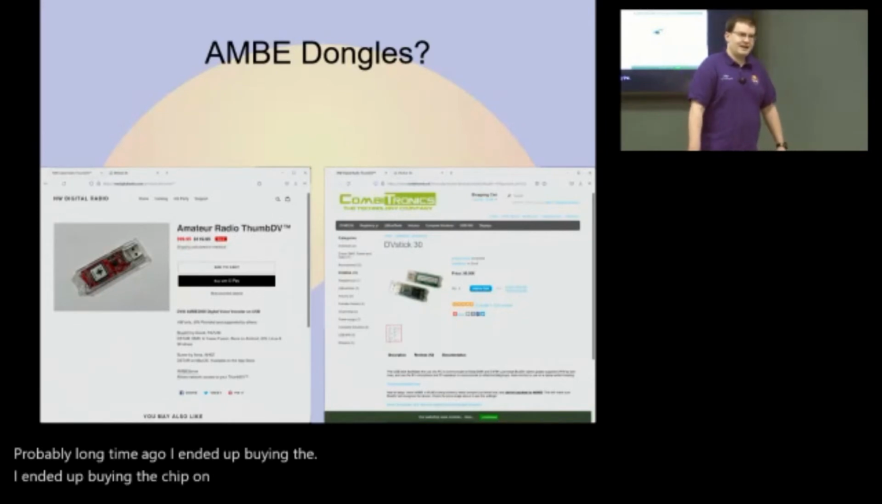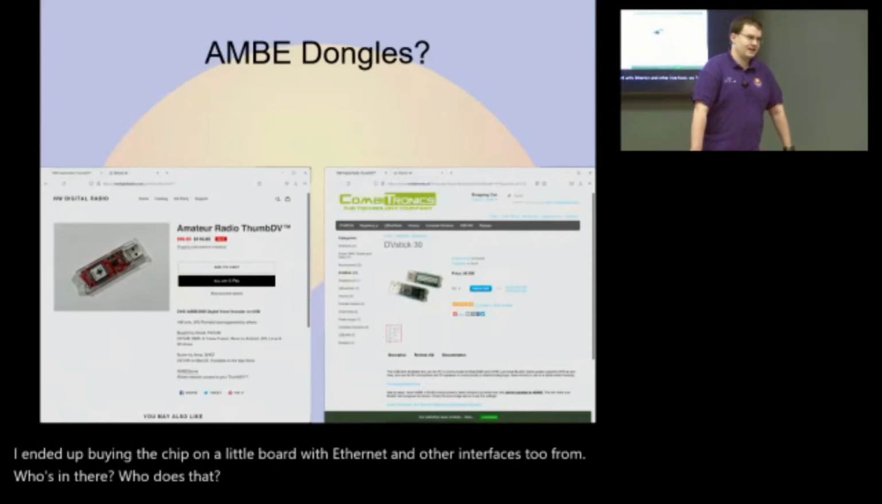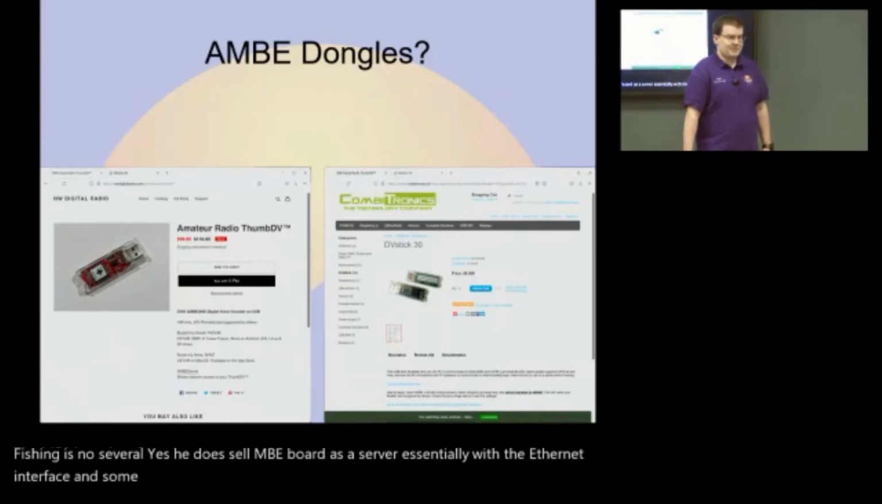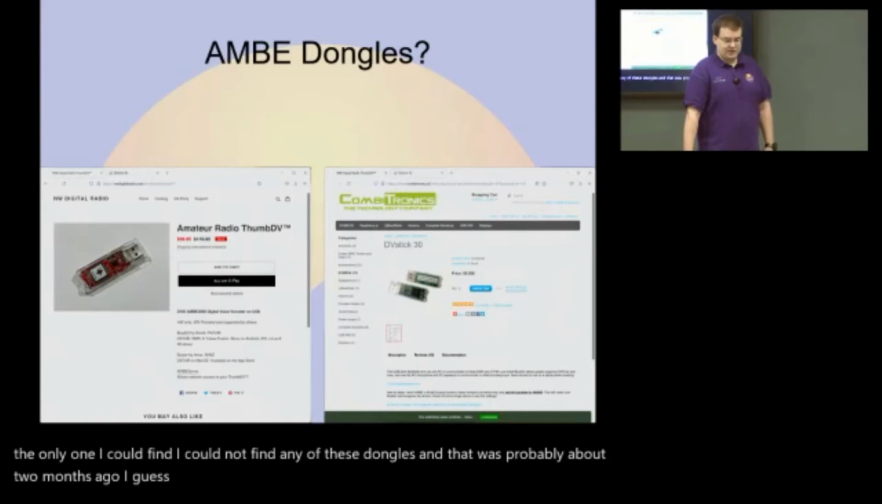On a little board with Ethernet and other interfaces too from, who's the guy who does the MMDVM modem? Zimmerman. Yes, right. Anyway, he does sell an AMBE board. It's a server essentially with an Ethernet interface and some other interfaces. And I ended up buying one of those from HRO, but that was the only one I could find. I could not find any of these dongles, and that was probably about 2 months ago, I guess. So good luck. The chips are hard to find. Everybody's having chip shortages. Buying anything is impossible these days.